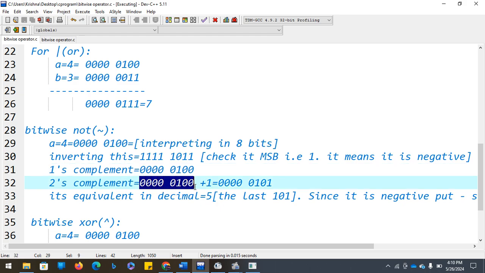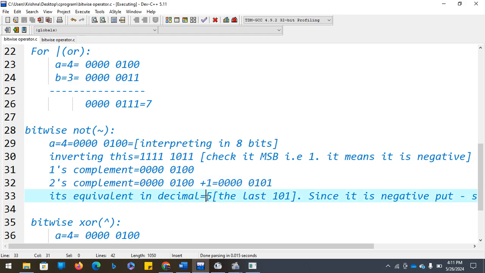Like this is your 1's complement and this is your 1. Let's add it. So we'll get here 0, 0, 0, 0, 0, 1, 0, 1. So this is our final version. Now we have to convert this into decimal. We can see here it is equivalent to 5.